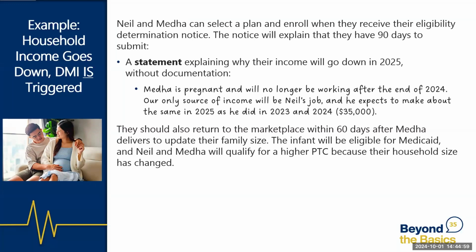Now, in this particular example, also just a reminder that they will want to report the household size change to the marketplace as soon as Maida delivers. This is to ensure that the baby is enrolled in coverage, which would be Medicaid given their income, and to update their household size. With more people in the household, Neil and Maida will qualify for a higher tax credit. And in the event that Maida delivers multiples, Neil and Maida may themselves be eligible for Medicaid, depending on whether the state they live in has expanded.